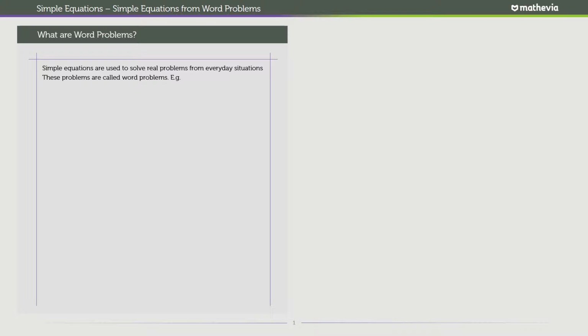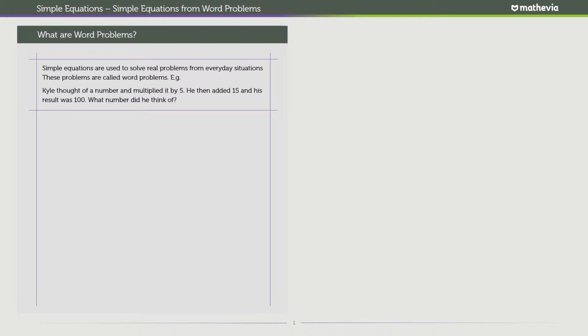Now, a good example of a word problem: Kyle thought of a number and multiplied that number by 5. He then added 15 to this, and the result was 100. Okay, and we've been asked to find what number he thought of. So Kyle thought of a number, and then he multiplied that number by 5. Okay, and then he added 15, and his result was 100. What number did he think of?